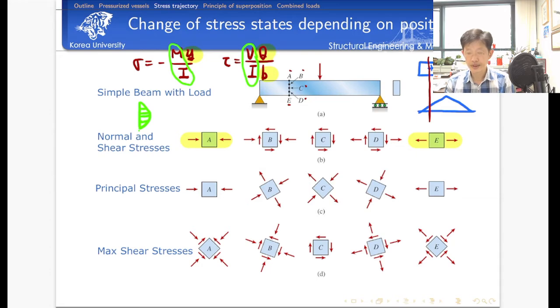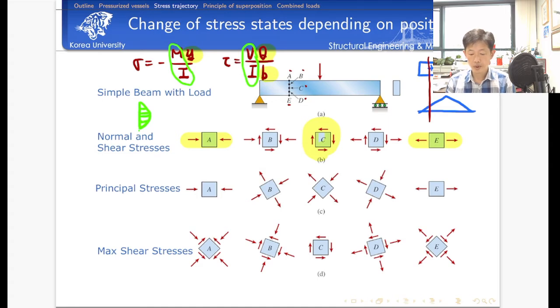And then point C is near the neutral axis. Normal stress is proportional to the y coordinate. That's why near the neutral axis, the y coordinate is almost equal to 0, and there is no normal stress at point C. So we only have the pure shear stress condition at point C. And here, point B and point D are a kind of mixed condition.